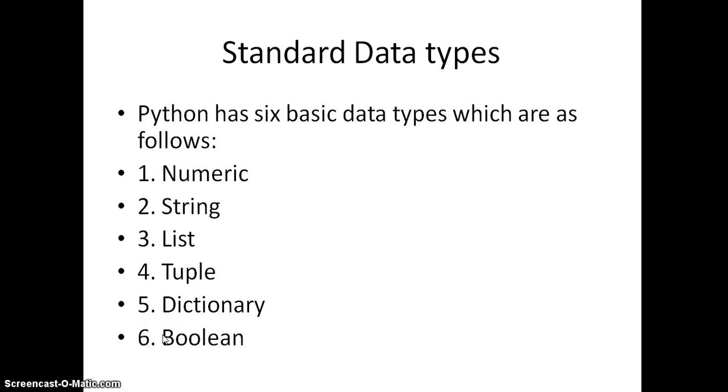Now let us go on. So far, first we have seen an overview of Python. Next we discussed commands. Next we discussed identifiers and variables. Now we come to the topic of standard data types. What are the different data types available? There are 6 basic data types: numeric, string, list, tuple, dictionary and boolean. Let us see them one by one.